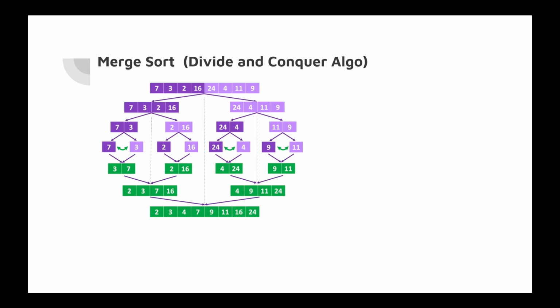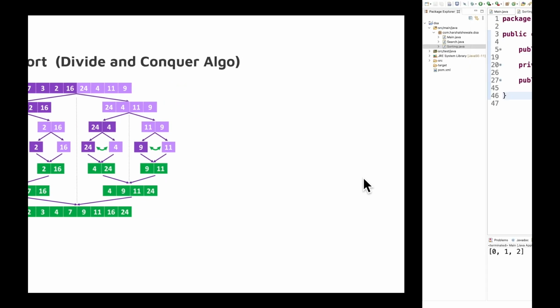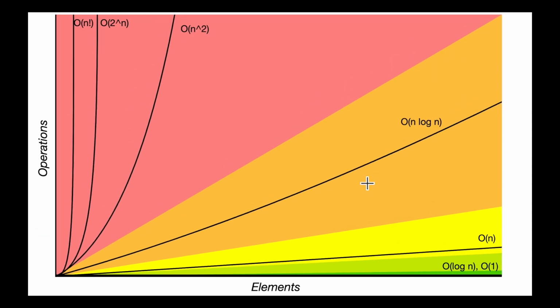So today we are going to see merge sort with the divide and conquer algorithm. So far we have seen bubble sort and selection sort. So what's the difference between those sorts and this merge sort? The major crucial difference between these sorts is the runtime complexity.